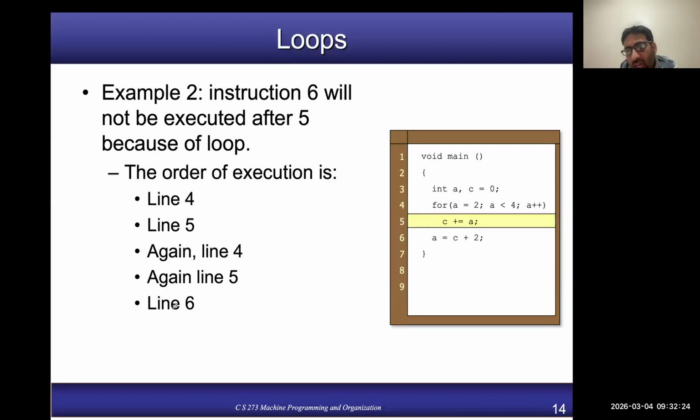but after line 5, the next line that is executed is not 6 because you are looping. So the next line that is executed is line number 4, and then 5 again, and then after that 6, right? So it all depends upon the condition. These are examples of programs where linear program execution is not followed.